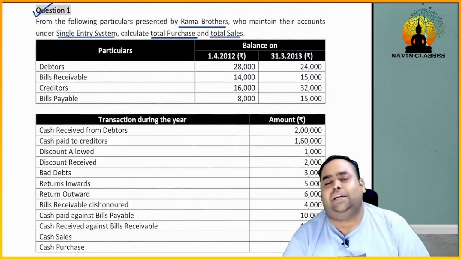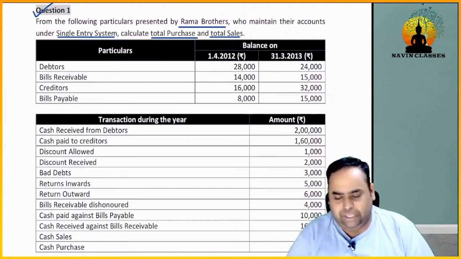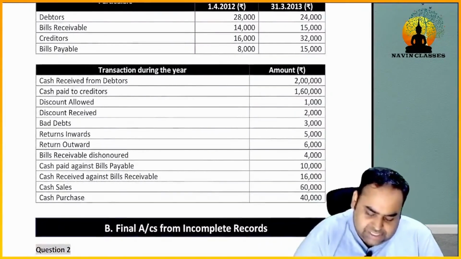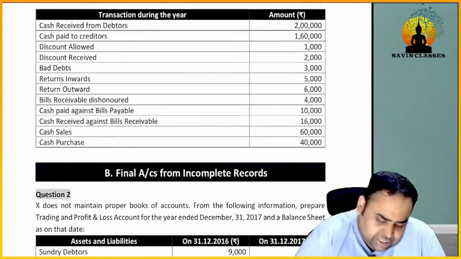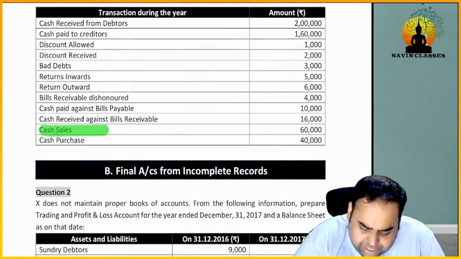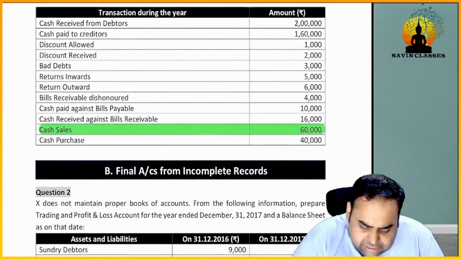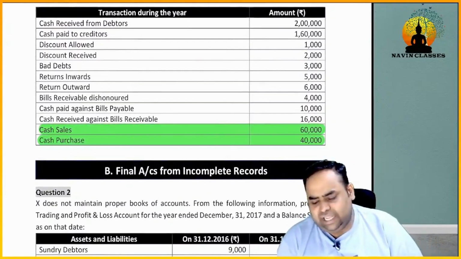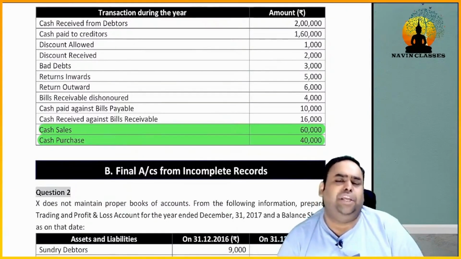So you have to create 4 ledger accounts of debtors, creditors, BR and BP. Opening and closing balances both are given, and some transactions are given below. While I was looking at the transactions, at the end I saw that the cash sales and cash purchase are already given to you.